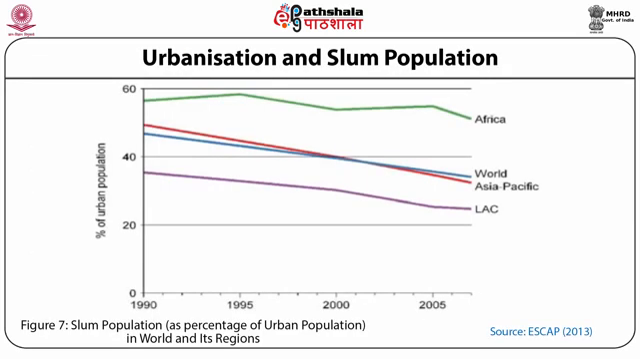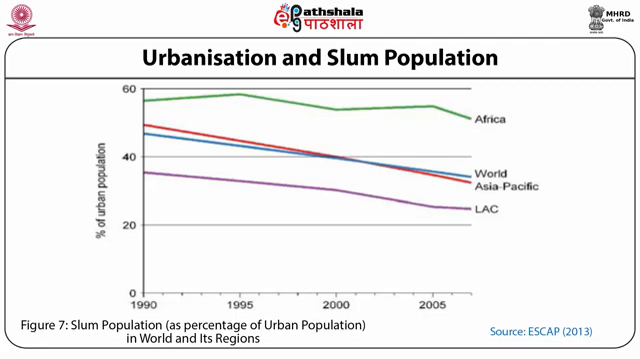Figure 7 shows the percentage of slum population in different regions of the world. In Asia and Pacific alone, in 2009, 30% or half a billion urban dwellers lived in slums. This is a decrease in percentage terms from nearly 50% of urban dwellers living in slums in 1990. But due to rapid urbanization in the region, the number of people living in slums has not fallen.